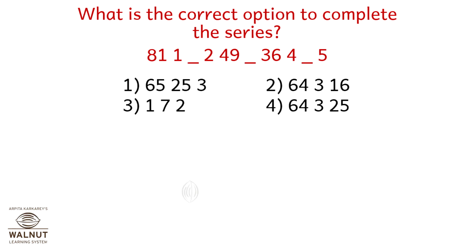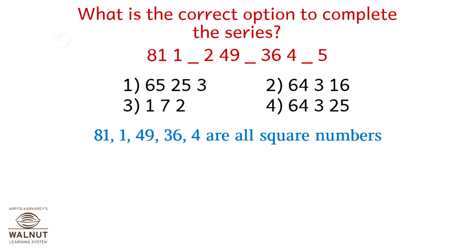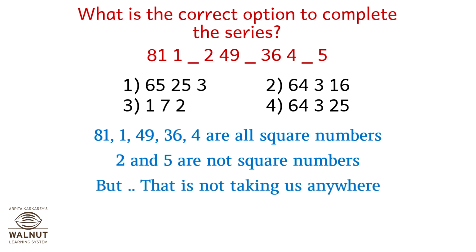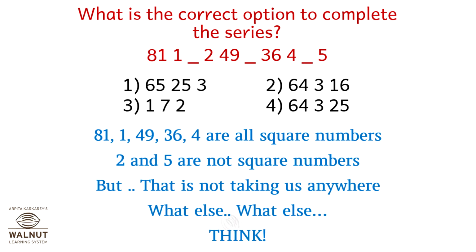What is the correct option to complete the series given below? 81, 1, 49, 36, 4 are all square numbers. 2 and 5 are not square numbers. But that is not taking us anywhere. What else? What else? Let's think.